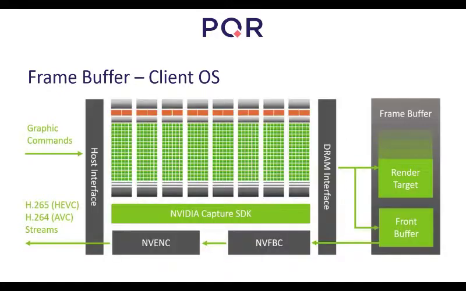So if you look at that in a picture, on the left upper side you can see the graphic commands coming in to the GPU. The GPU renders the frame and puts the frame in the front buffer. From the front buffer they are grabbed by the NVFBC directly, put through the NVENC engine and sent out as an H.264 or H.265 stream. So you can't see any CPU here. So it's completely GPU.